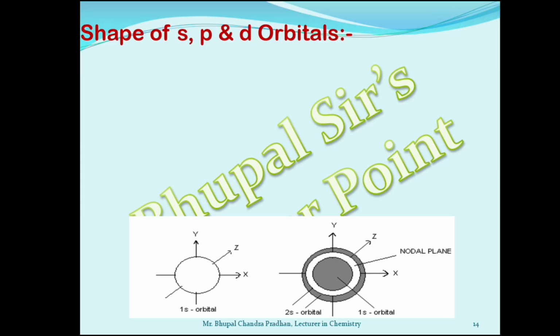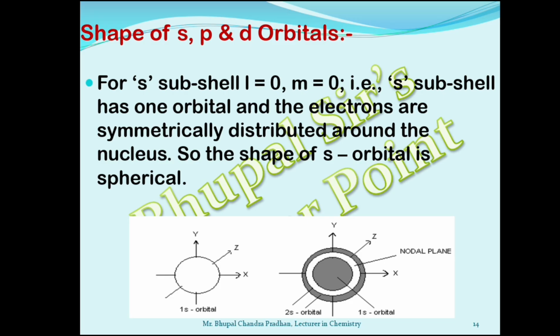Shape of s, p, d orbitals. For the s subcell, L is equal to 0, M is equal to 0. Thus, the s subcell is one orbital and the electrons are symmetrically distributed around the nucleus. So, the shape of the s orbital is spherical as represented by the diagram.